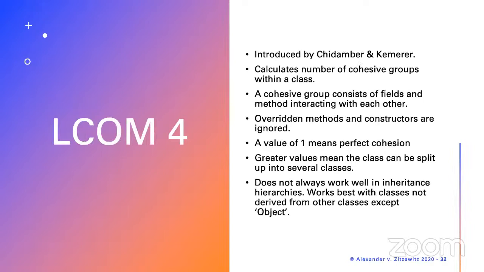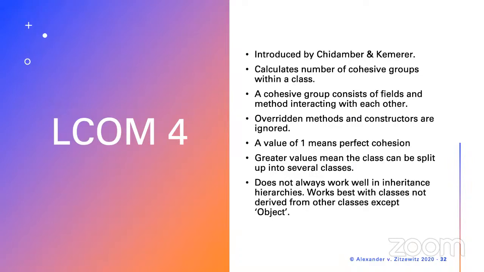Then there's another metric called lack of cohesion of methods, version 4. It is a measurement for a single class, because we want maximum cohesion within one class. That means one class should work on one purpose, which means all fields and methods of this class should work together. The ideal value of that would be 1. We have one cohesive group. How do you calculate that?